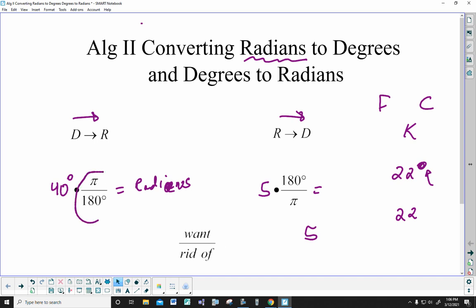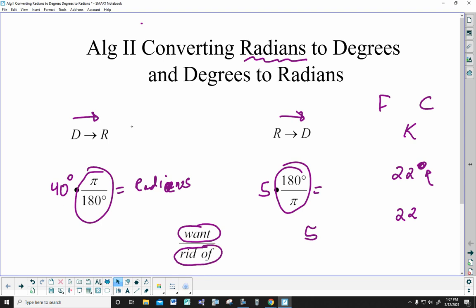It's fine and dandy if you memorize this, but I think it's a little hard to remember which one to use because they're just reciprocals of each other. How I remember it instead is I put what I want on the top and what I want to get rid of on the bottom.